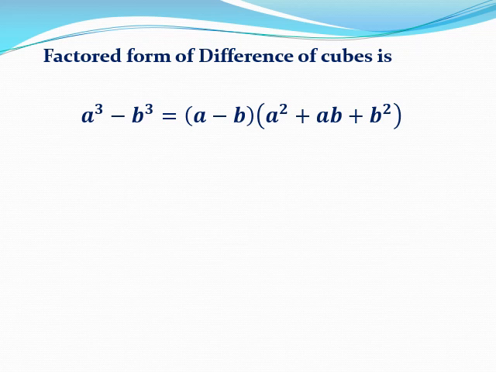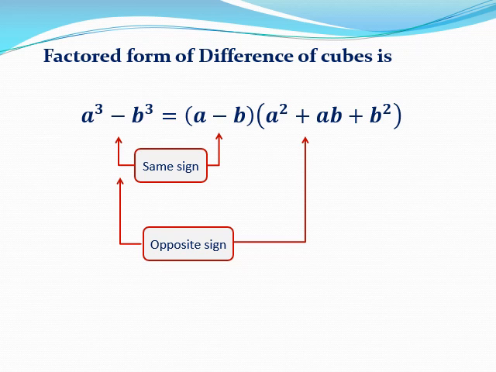A cube minus b cube, and its factors are a minus b times a square plus ab plus b square. Both factored patterns are the same, but the difference is, if here is a minus sign, then definitely here is also a minus sign. Same sign.